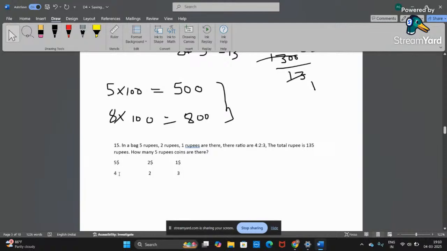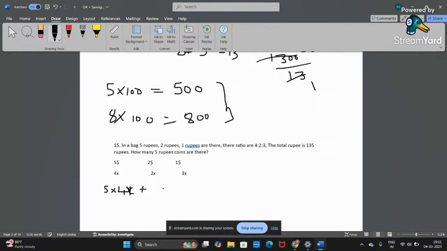So, let's take it as 4x. Because we need to find out how many coins are there, right? So, take it as x. Even here it is x. Next. So, there are 5 rupee coins in the ratio of 4 into x. This we have to write in the form of 5 rupees coin into 4x, because we don't know how many coins are there. So we are taking it as x.